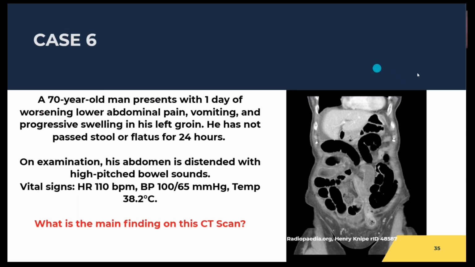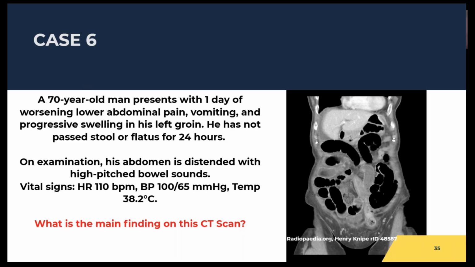Okay, so we've got another case. We've got a 70-year-old man who presents with a 1-day history of worsening lower abdominal pain, vomiting, and progressive swelling in his left groin. He has not passed stool or flatus for 24 hours. On examination, his abdomen is distended with high-pitched bowel sounds. His vital signs are a heart rate of 110, a blood pressure of 100/65, and a temperature of 38.2.